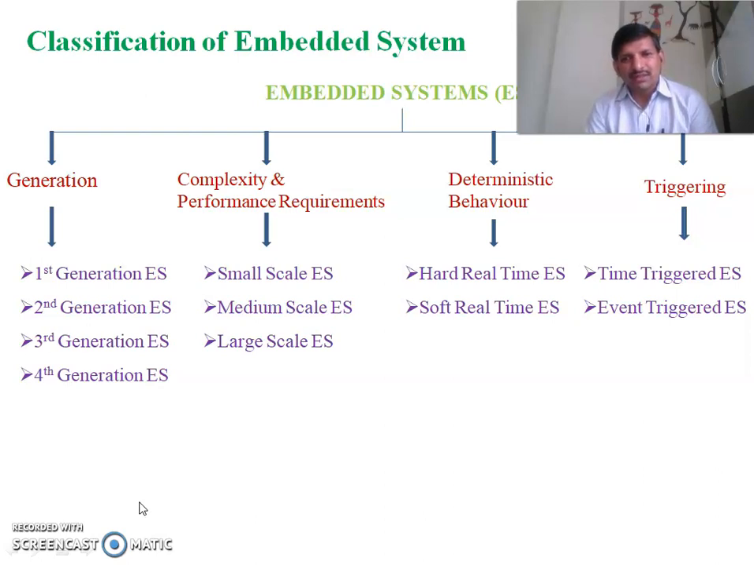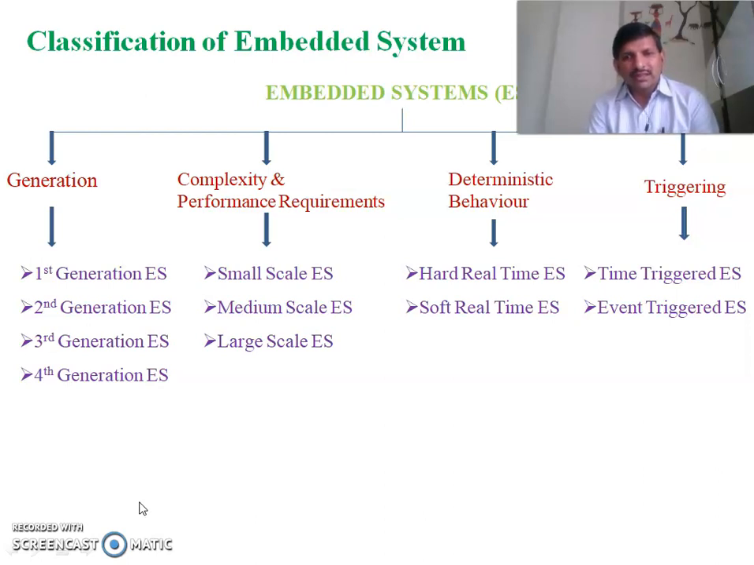Next, medium scale. Here we are designing medium applications like basic mobile phones, smart cards, washing machines, DVD players, like that. So medium scale application embedded systems are designed by using 32-bit microprocessors or 16-bit microcontrollers or ASICs, application specific integrated circuits like ATM cards, and digital signal processors or calculators.